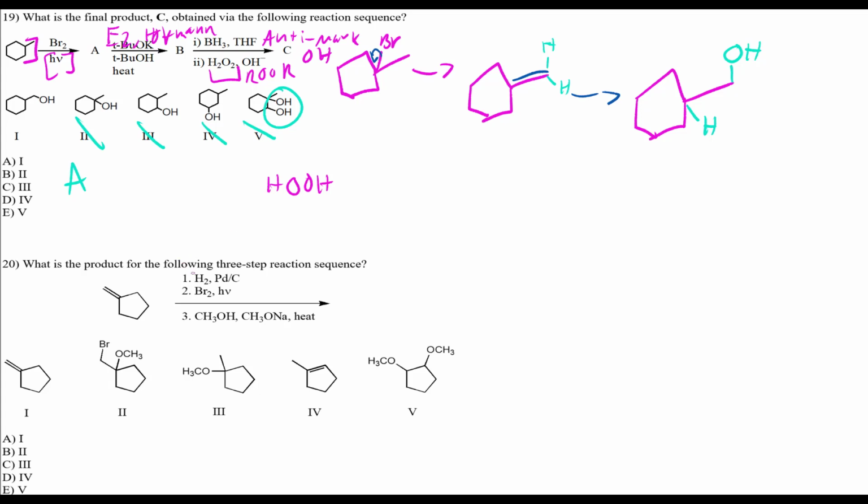The last one says we have hydrogen and palladium. Well, hydrogen and palladium, that just removes a double bond. So we should have a single bond at first. Cyclopentane. Okay, so that was step 1. Step 2 says that we're going to be doing a radical reaction because we have light and bromine.